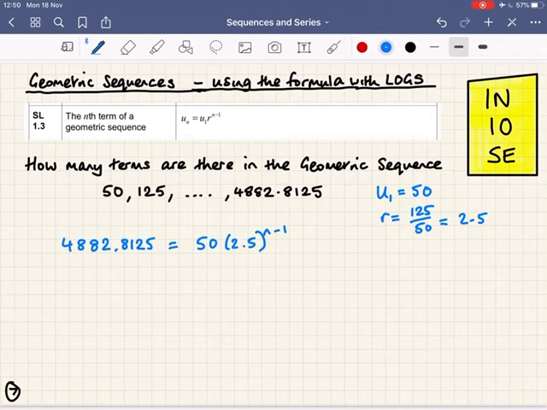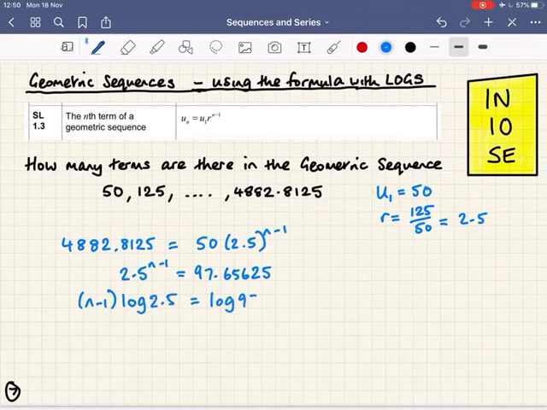If I divide everything by 50 to start with, 2.5 to the n minus 1 must equal 97.65625. Just dividing everything by 50 to simplify. Now, laws of logs, hopefully you remember, I can solve this by taking n minus 1 to the front. n minus 1 log 2.5 equals log 97.65625. That's a bit of a mess, isn't it? Let's rub that out so you can see it.